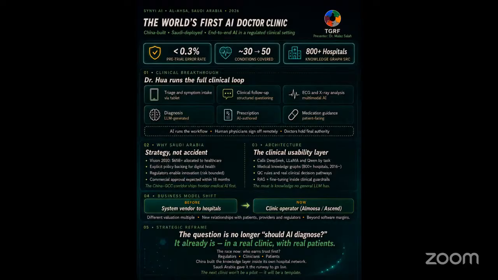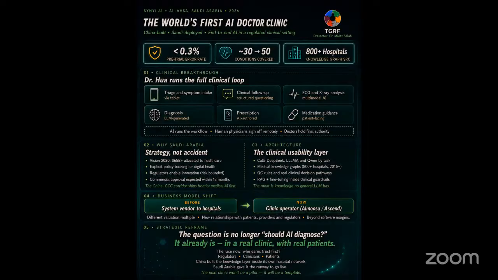But the key safety point is that the AI does not hold final authority. The post clearly states that human physicians sign off remotely, and doctors hold final authority. So this is not a story of AI completely replacing doctors. It's a model where AI runs the workflow, but human physicians remain responsible for approval. For me, the real breakthrough is not only what the AI can do, it's where the AI is placed.